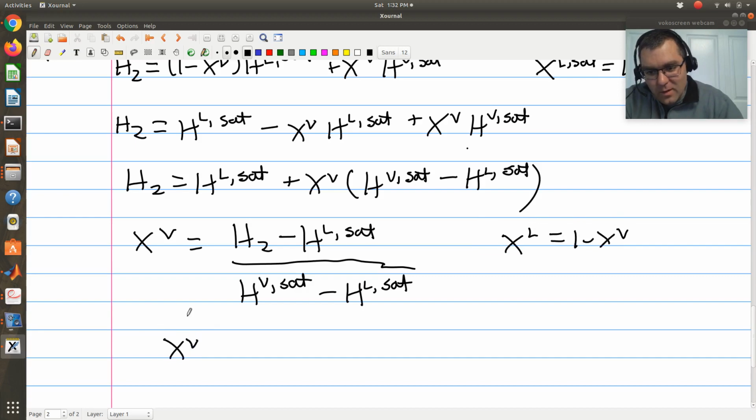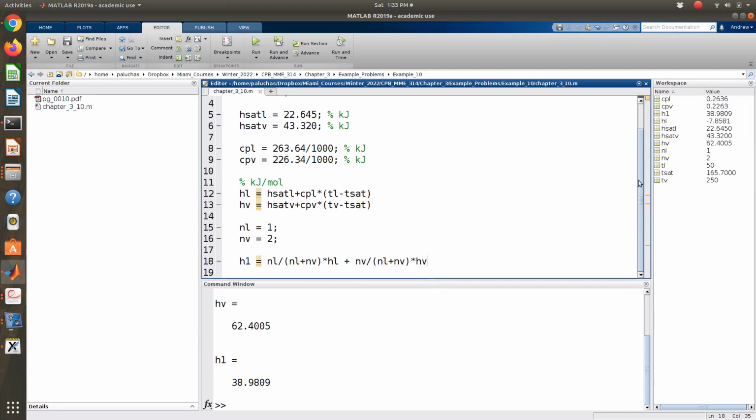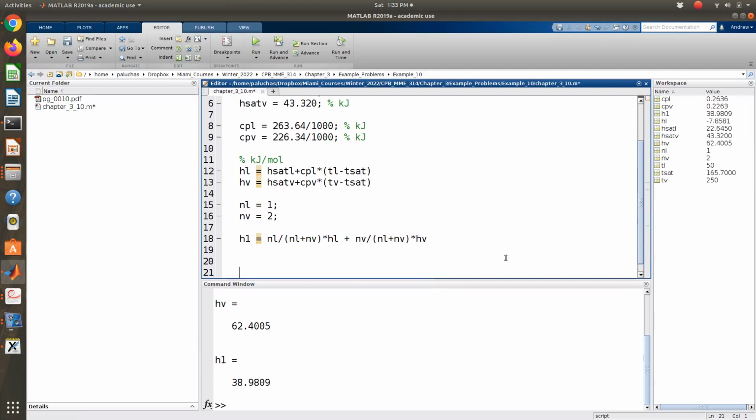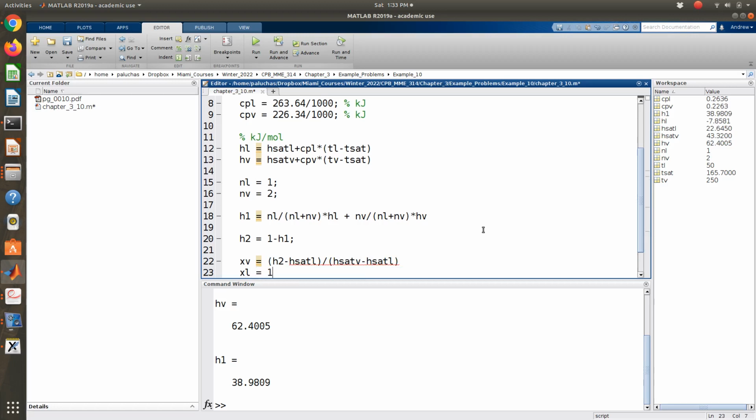All right, so let's solve. So if I jump back over to MATLAB, so I solved for H1. Okay, I know that H2 is equal to 1 minus H1. So then XV was equal to H2 minus, what do I call it, H sat L, divided by H sat V minus H sat L. And then XL is just 1 minus XV.